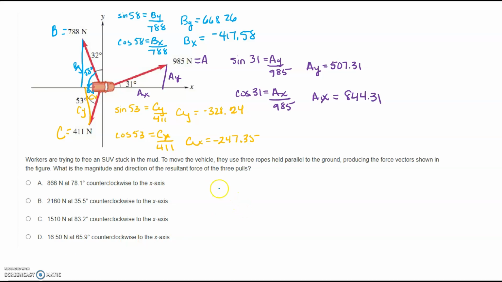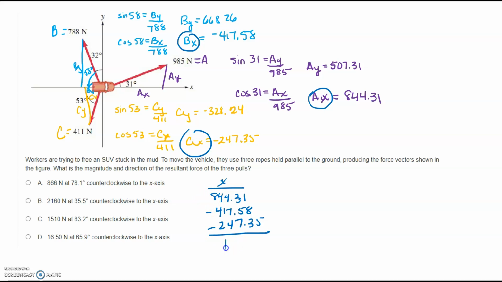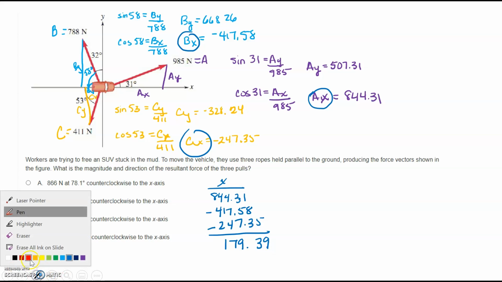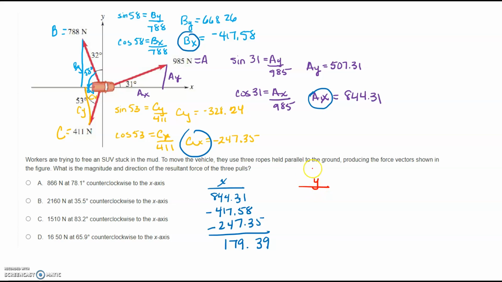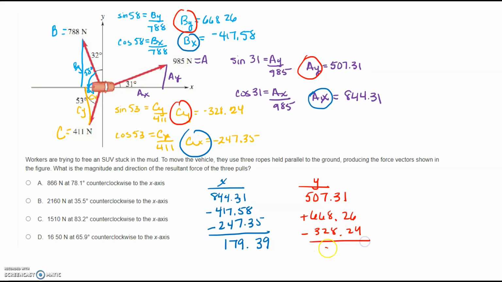Let me find a neutral color here. In the X direction, I have 844.31 from AX. I have minus 417.58 from BX, minus 247.35 from CX, and I get a positive 179.39. Okay, let me pick a different color. We'll do Y. For Y, I have a positive 507.31. BY is also positive at 668.26, and then CY is negative at negative 328.24, and I got 847.33.